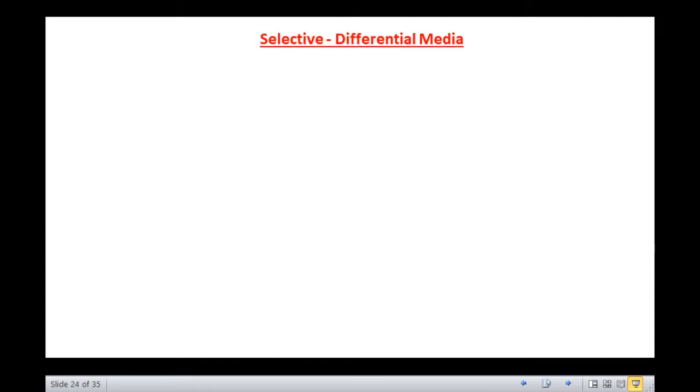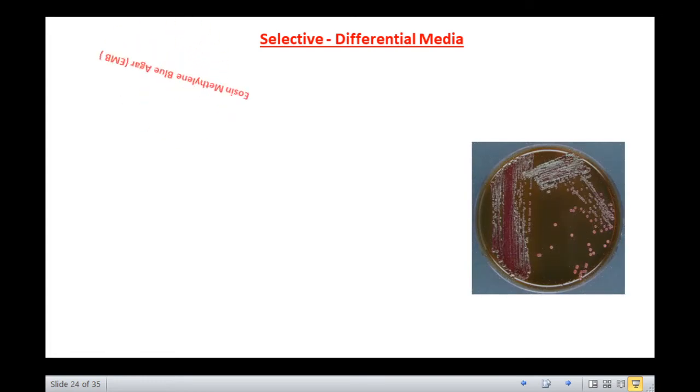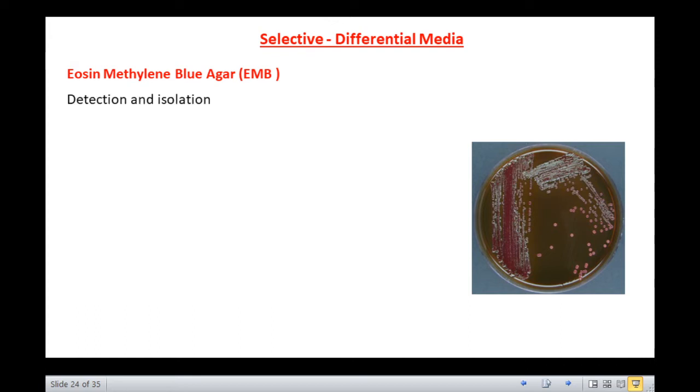Moving on to the next type of media, that is selective differential media, which not only selects a particular class of bacteria but also differentiates within them. The first example of this type of media is eosin methylene blue agar. This is a commonly used selective differential plating medium for the detection and isolation of gram-negative bacteria.